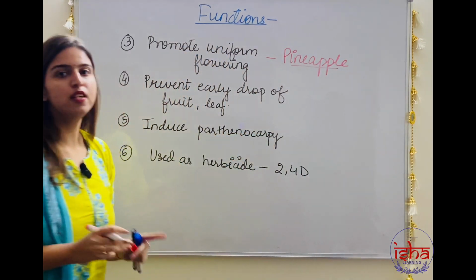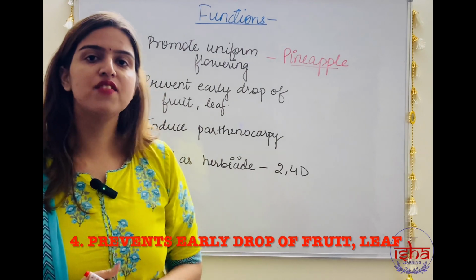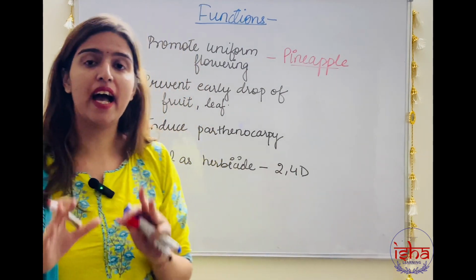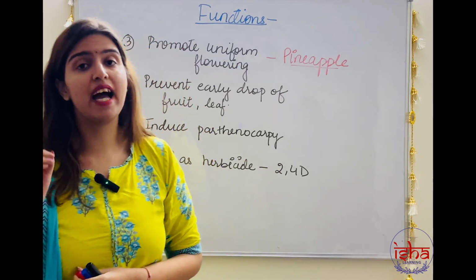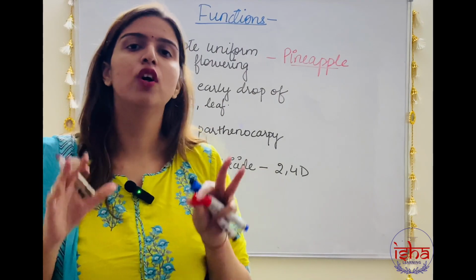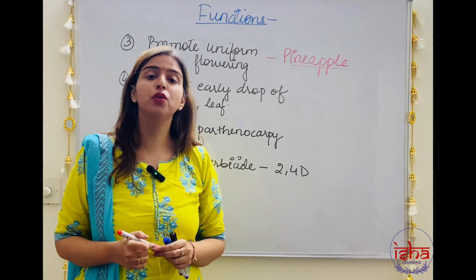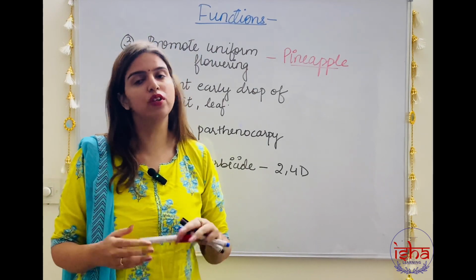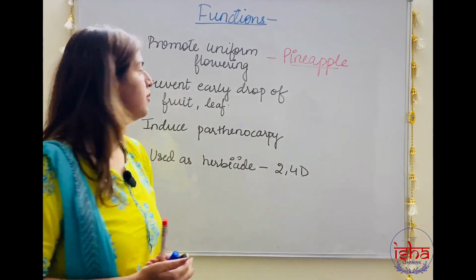Another function is it prevents early drop of fruit and leaves. If the leaves are young, it's going to prevent their abscission. On the other hand, it in fact also helps in the abscission, that is the fall of old leaves and fruits. This is going to help the nutrients to be available for the new leaves. Nutrient recycling, maybe auxin helps.